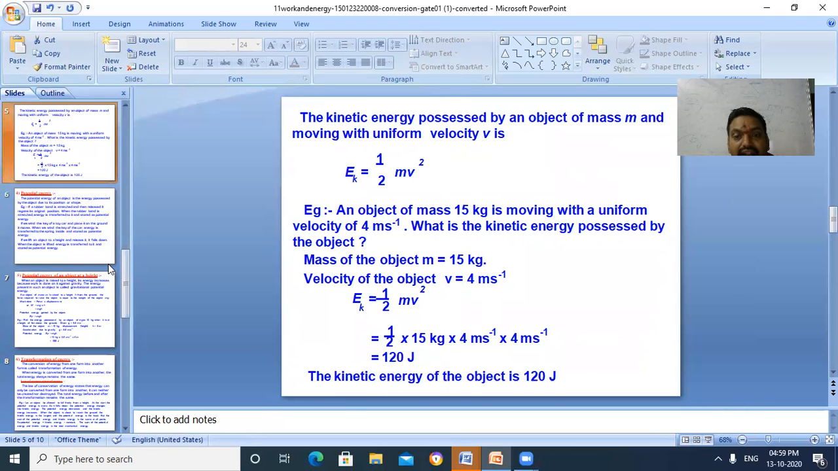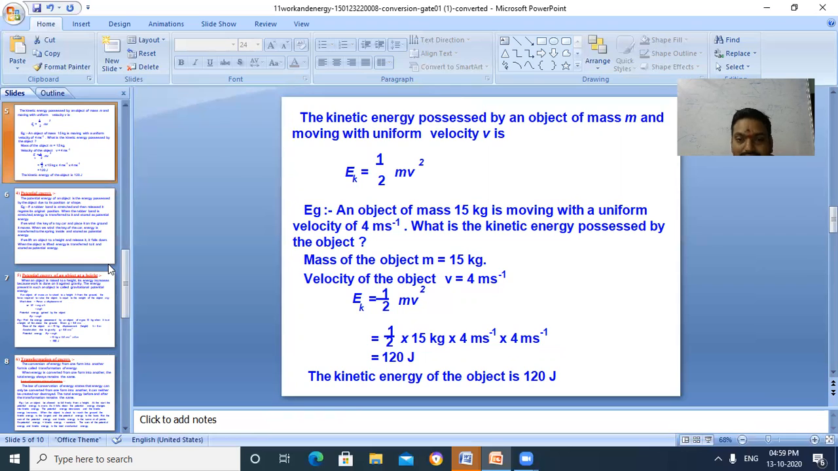Now, kinetic energy possessed by an object of mass m and moving at a uniform velocity. Here one must underline that statement: uniform velocity, not non-uniform velocity. So therefore it is moving with some uniform velocity v, and kinetic energy is equal to half into mv square, that is half into mass into velocity square.